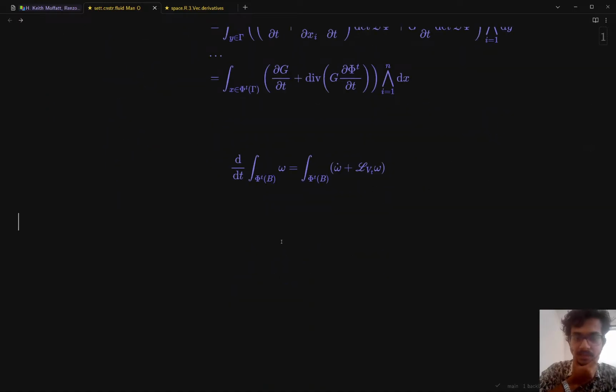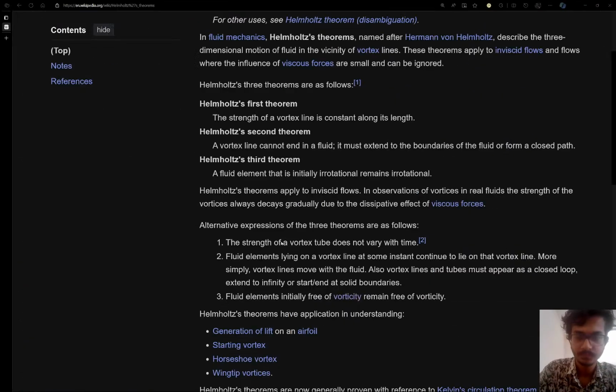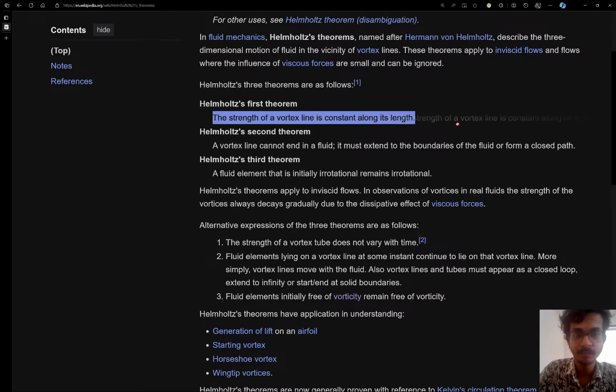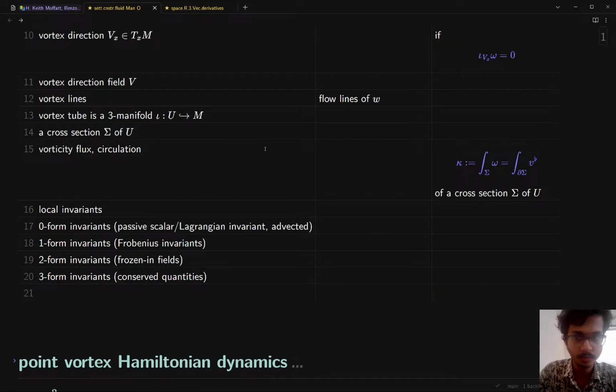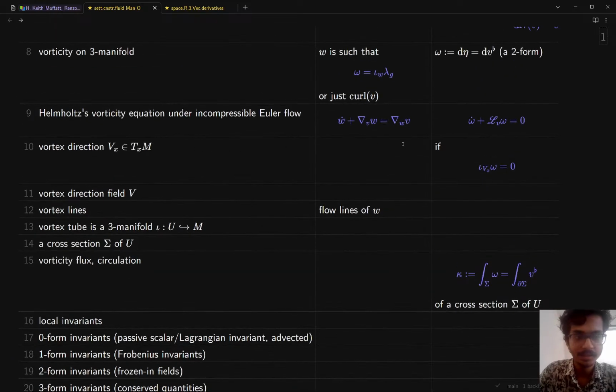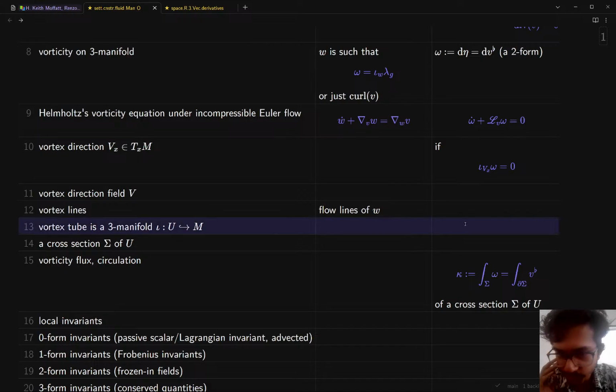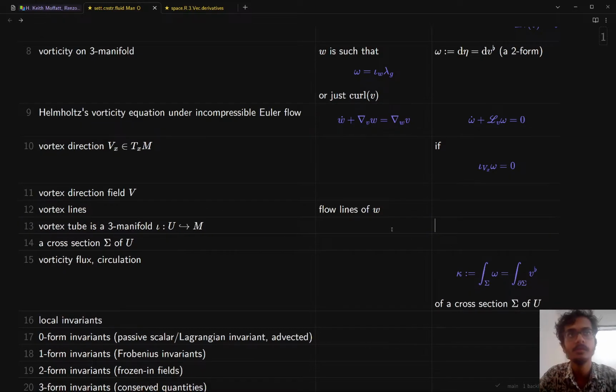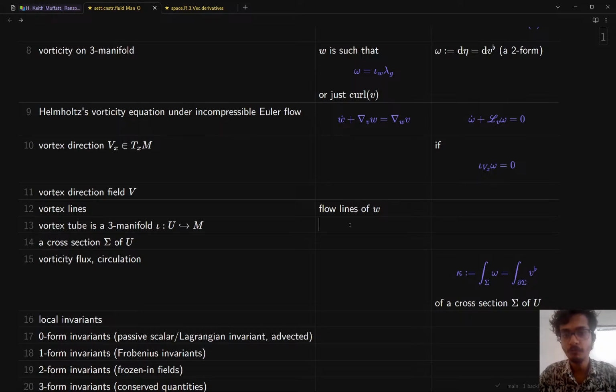It's different from this integral criteria, which is what strength of a vortex line is. So I should continue following this table. The direction is just a vortex flow line direction. That's fine. I could have a vortex tube, which is a whole three-manifold full of vortex. It should satisfy a tangential criteria; it should be tangent to the vortex. So these vortex tubes will flow in a very invariant way. They will never mix.